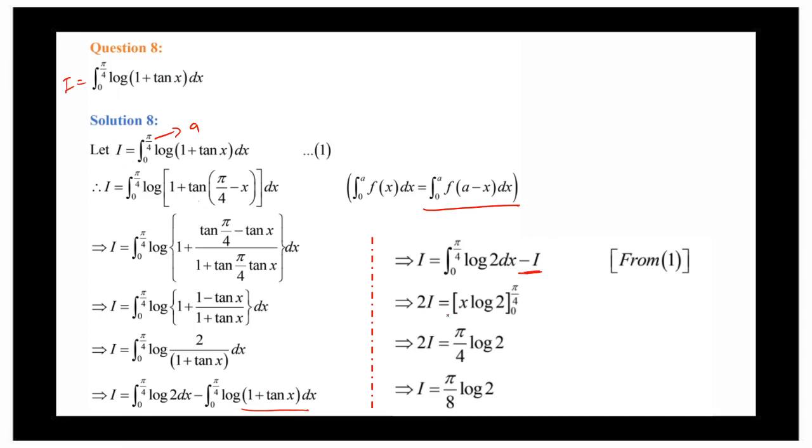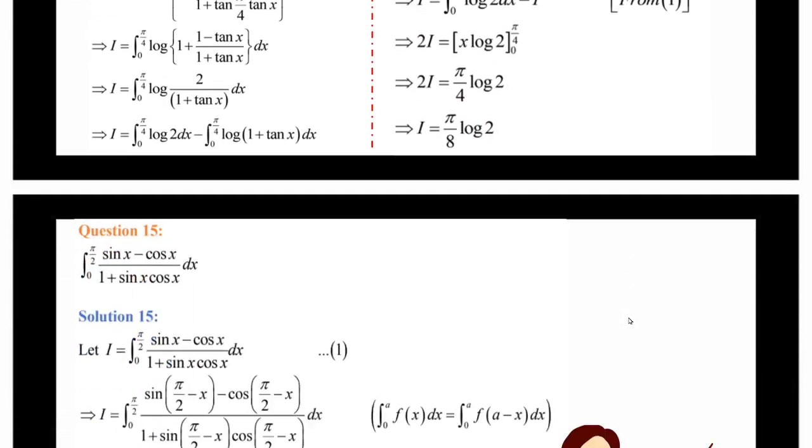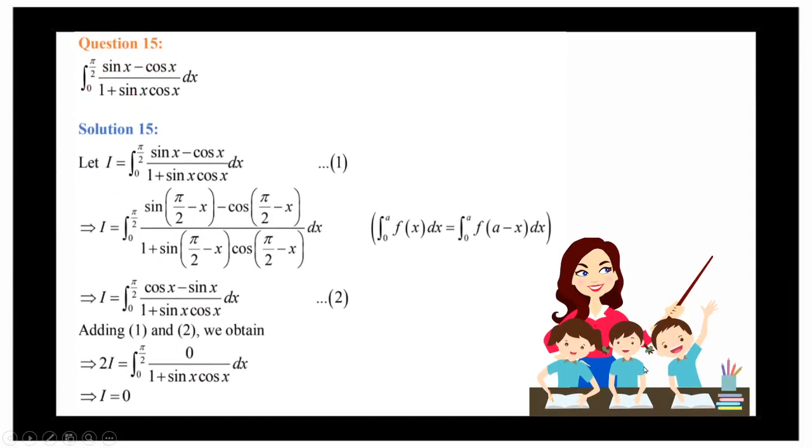Take this to the left side, 2I is equal to this, then apply the limits, integrate and get the answer, pi by 8 log 2. Now question number 15, very simple, sin x minus cos x. Again we are using the same property, sin(pi/2 minus x), cos(pi/2 minus x). Same way here in the denominator. Adding 1 and 2, we are going to get 0 and everything is 0. Then the answer is simple, 0.